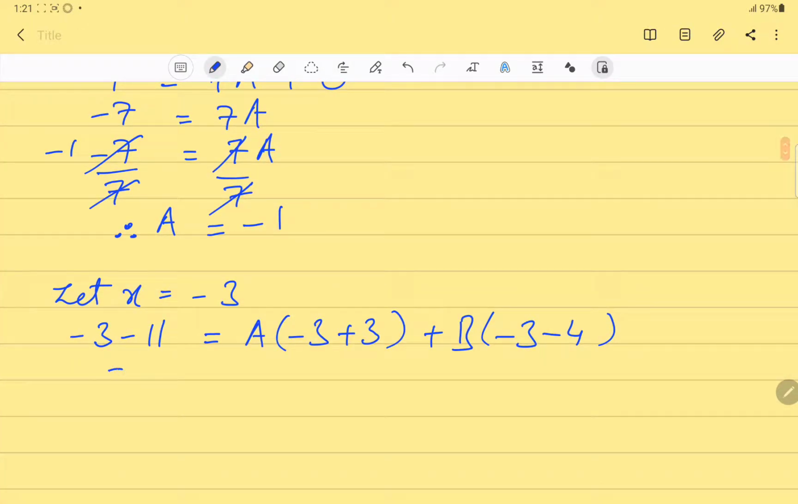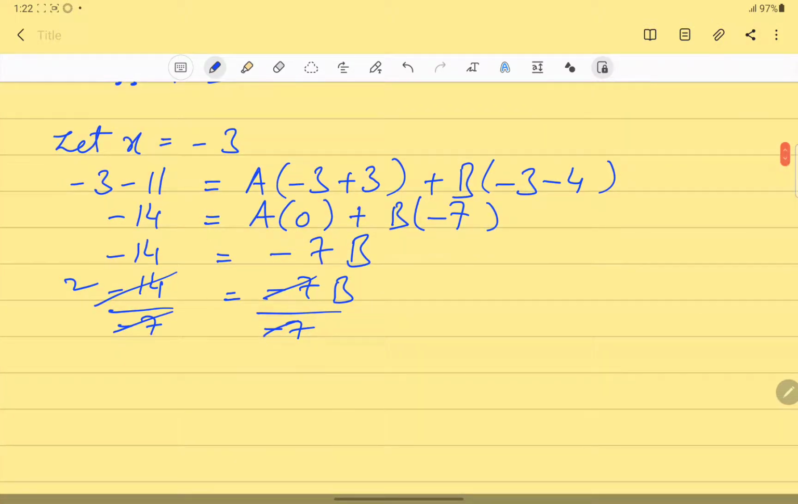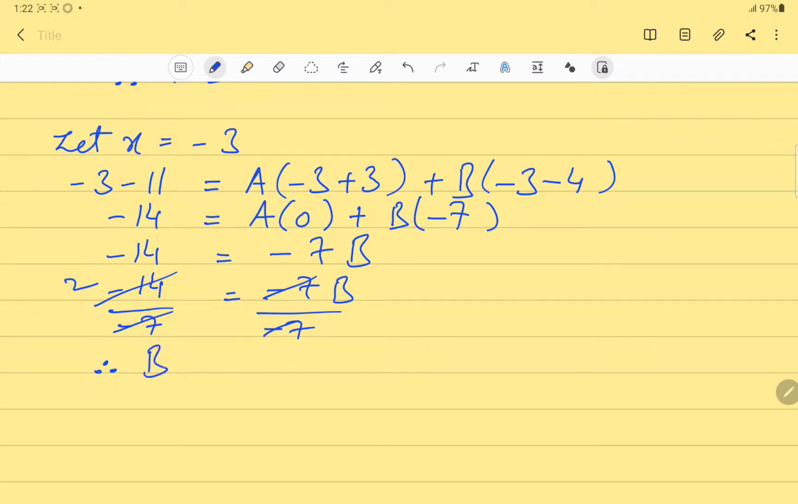-3 minus 11 is -14. A into 0 plus b into -7. So -14 is equal to -7b. We divide both sides by -7. This will be 2 and this will cancel. So b is equal to 2.